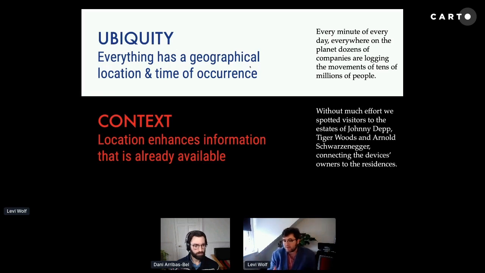They knew that people visited this particular residence, and they could infer that these two people knew each other. So geographical information provides context. It allows us to enhance information that's already available. And we'll be using this context today in a process called spatial feature engineering, which I'll explain later.